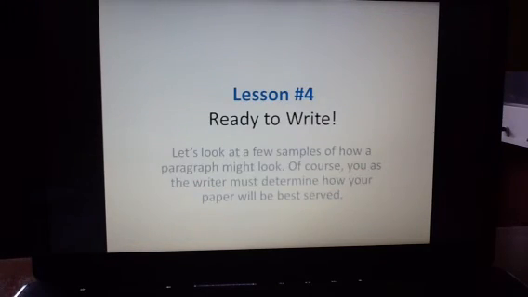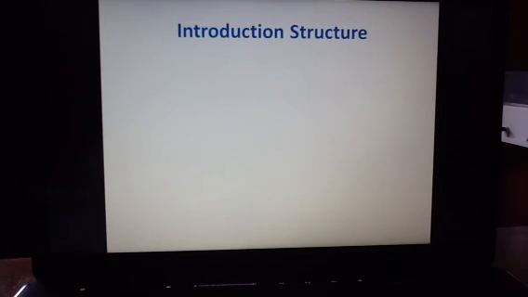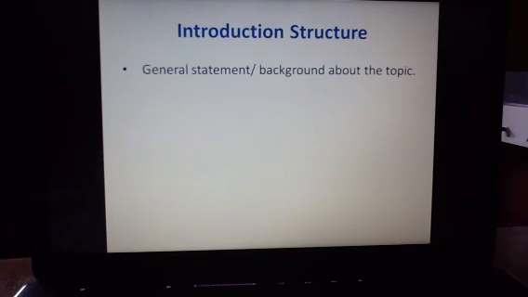All right, so let's look at a few examples of how a paragraph might look. Of course, you as the writer must determine how your paper will be best served. Okay, so we're ready to write. All right, so introduction, pretty straightforward. This is things that we've seen before.